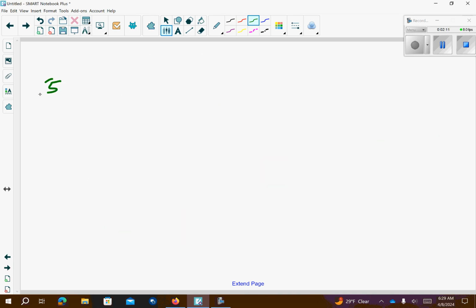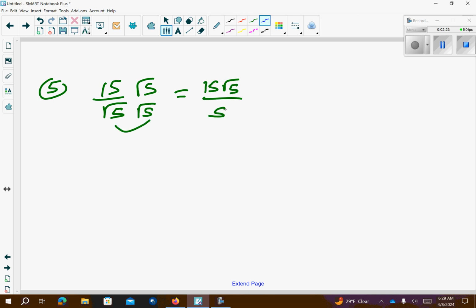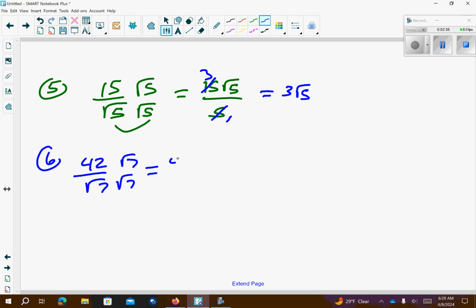Number 5, I have 5 over root 5. Multiply top and bottom by root 5. That gives me 15 root 5. That would have given me root 25, which is going to be 5. We can reduce outside. That's going to give me 3 root 5. Number 6, I get 42 over root 7. Multiply top and bottom by root 7. So 42 root 7. That gives me root 49, which is 7. Then we can reduce outside. 7 goes into 42 6 times, so I get 6 root 7 for an answer.